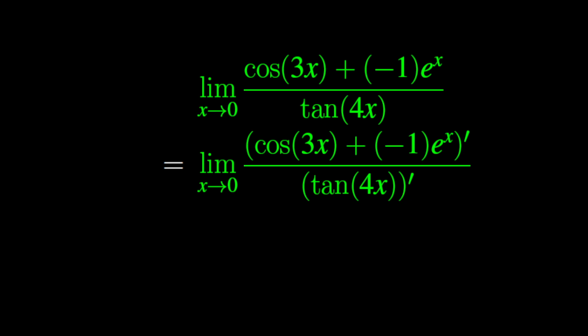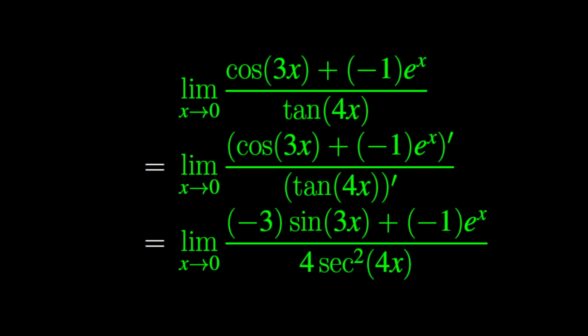According to the L'Hospital rule, the limit as x goes to 0 of the fraction cosine of 3x, plus minus 1 times exponential of x, over tangent of 4x is equal to the limit as x goes to 0 of the derivative of the numerator, cosine of 3x, plus minus 1 times exponential of x prime, over the derivative of the denominator, tangent of 4x prime.